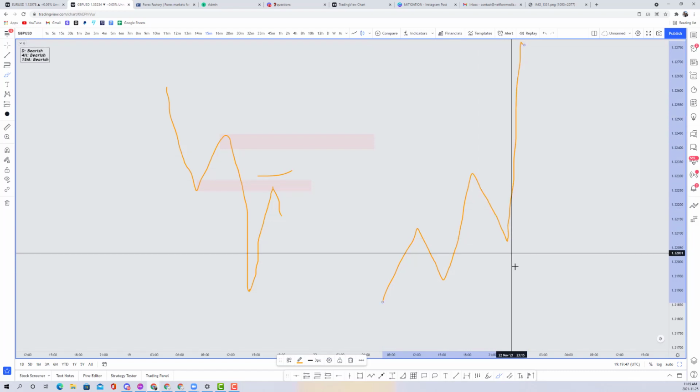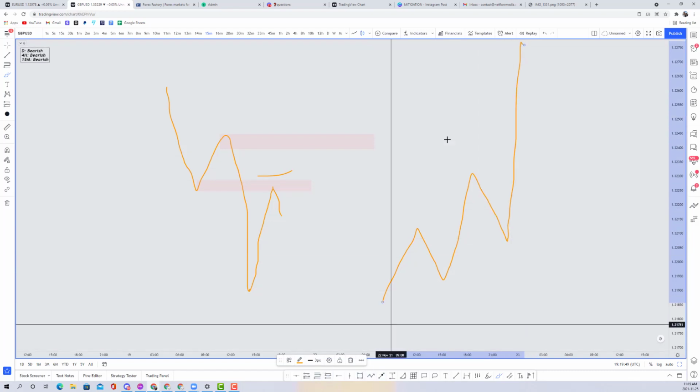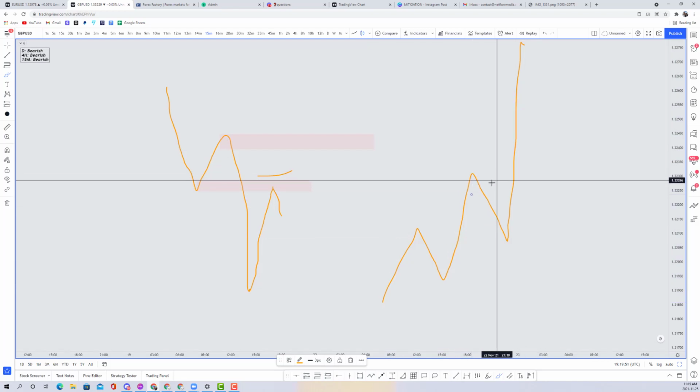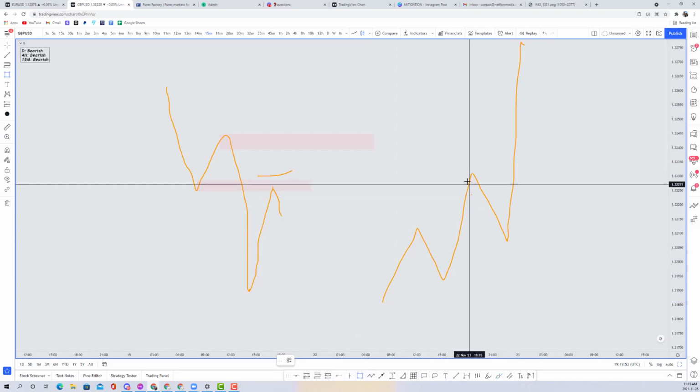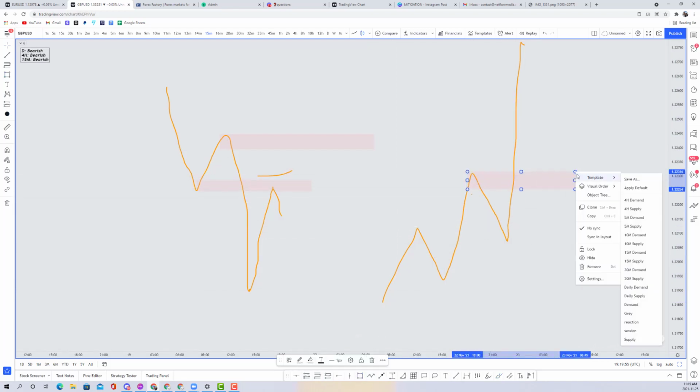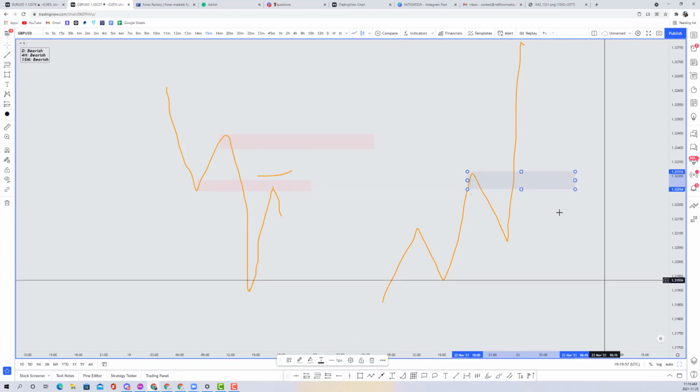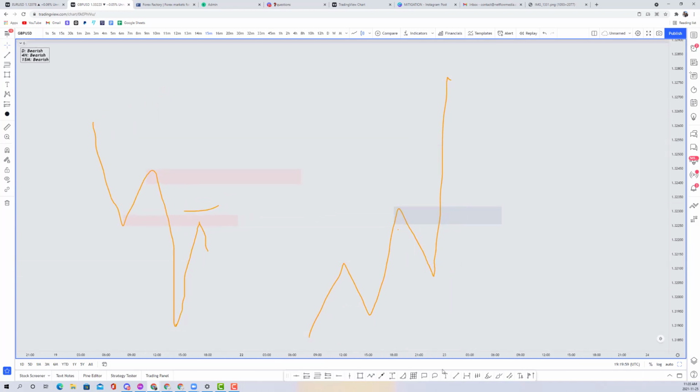On the flip side of things, if we have a market that's just going up and a market just came right through here, you had a supply zone here that did not have any reaction, and this supply now becomes demand. It's very important that there is no reaction. When I say there's no reaction, I mean the candle went right through.